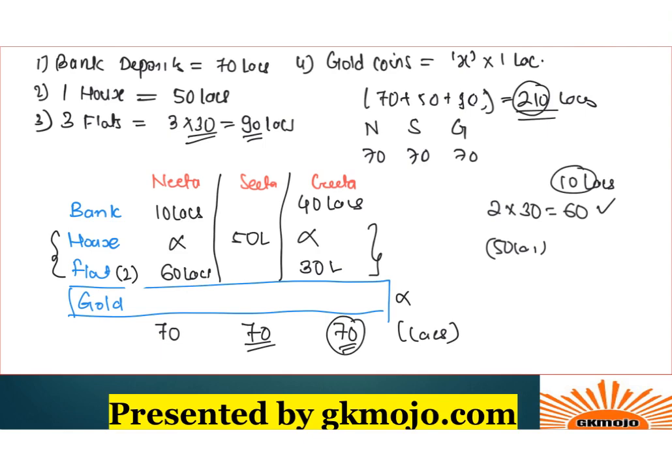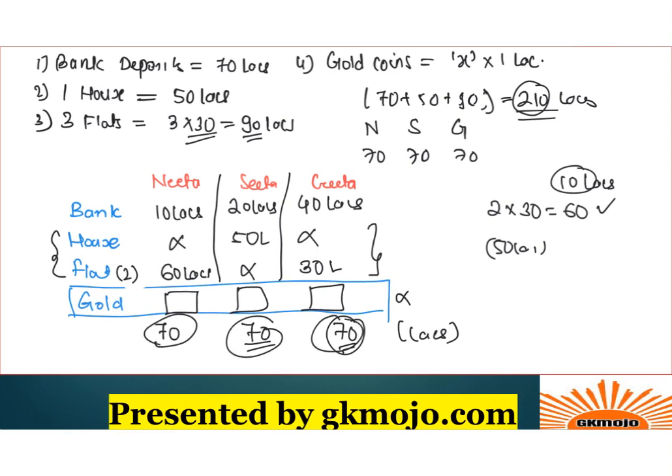Now no more flats are left, so Sita will not get a flat. But she will get the bank deposit left, which is 20 lakhs. We have not yet solved for gold because we do not require it right now. We'll come to this later. But for now, we have distributed the assets of bank, house and flat according to the conditions given, and it is satisfying all the conditions.